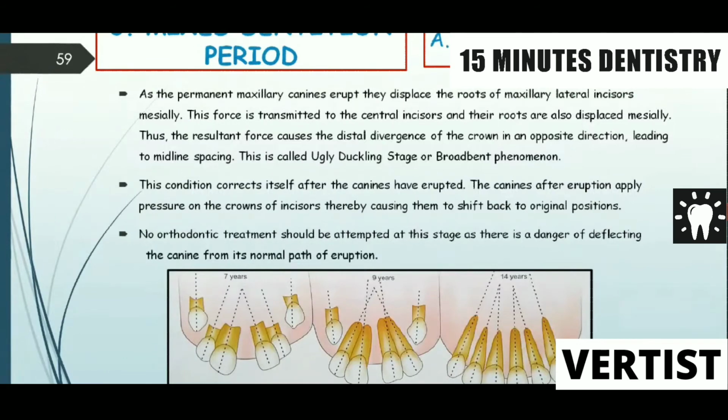This is sometimes referred to as self-correcting malocclusions, my dear students. These malocclusions are temporary, related to the age. They correct once the permanent canines have erupted. Draw this diagram if this comes as a short note, so that the diagram explains everything. Diagram at the age of 7 years, 9 years, 14 years.